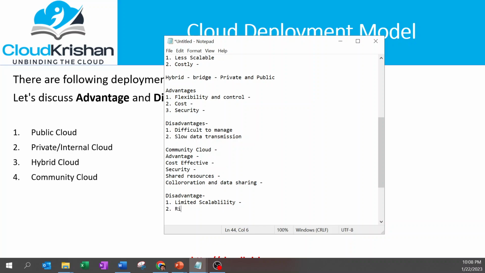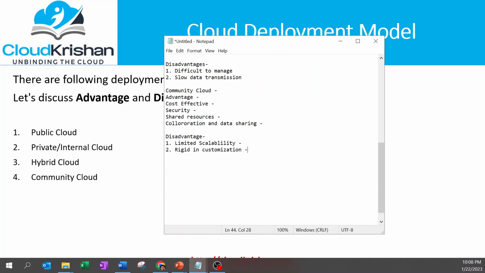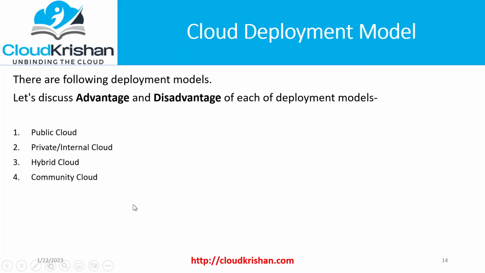Now, rigid customization. Why is it rigid in customization? You don't have the customization liberty like a private cloud, because a private cloud is managed by your organization or the business that set it up, and they have all the right to customize it. Community cloud is for multiple businesses and multiple organizations, so there's a limit, rigid customization. Because if you try to do some customization which is the best fit for your organization, that may not fit the other organizations, so they will not allow it. Now I think that's it for community cloud. Let's go to the next.